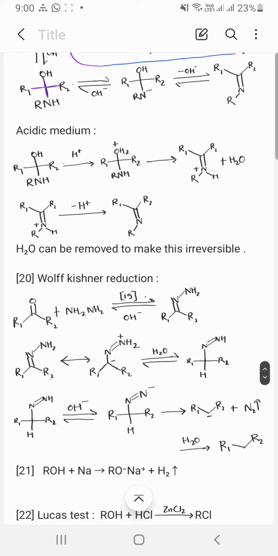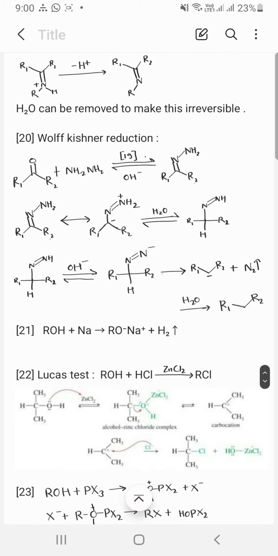Still, just go through the mechanism once more. So first you need to form a hydrazone. Then you need to do this kind of resonance, creating this thing. So our aim is basically to form N2 molecules over there and then make it leave. And once it leaves, it is irreversible, and that's why this reaction will be driven forward.